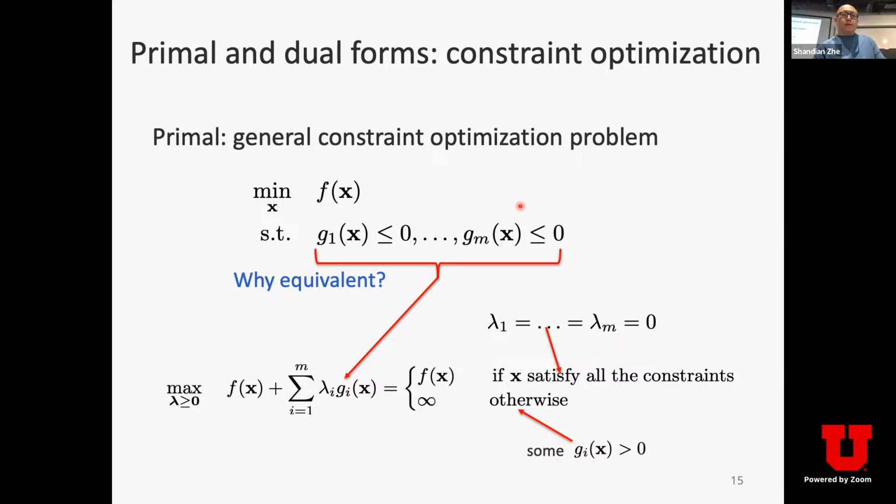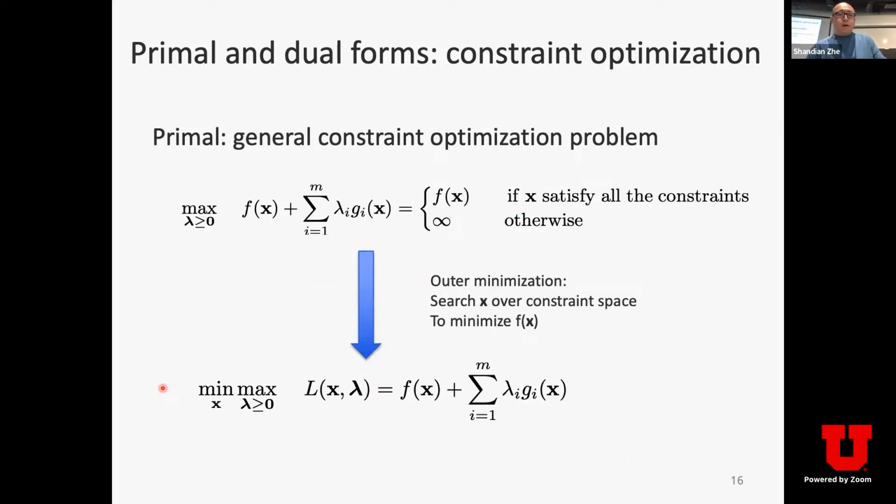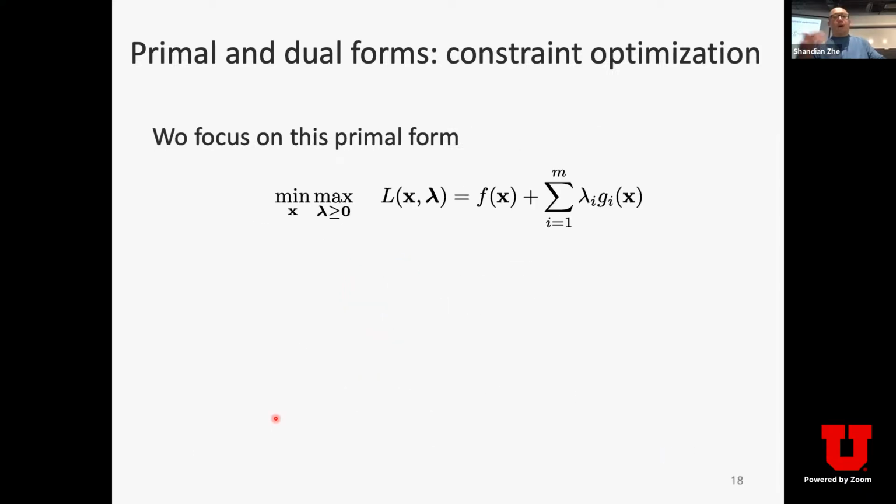But when you do this conversion, you introduce a minimax, a double level optimization problem. But you get rid of the complex constraints over x. You only introduce additional variables, the lambdas, and very simple constraints, that is, lambda must be non-negative. That's the benefit of using this transformation. And then we talk about what is the dual form.